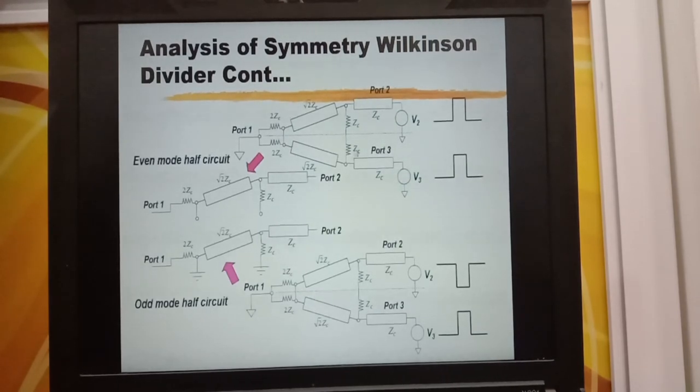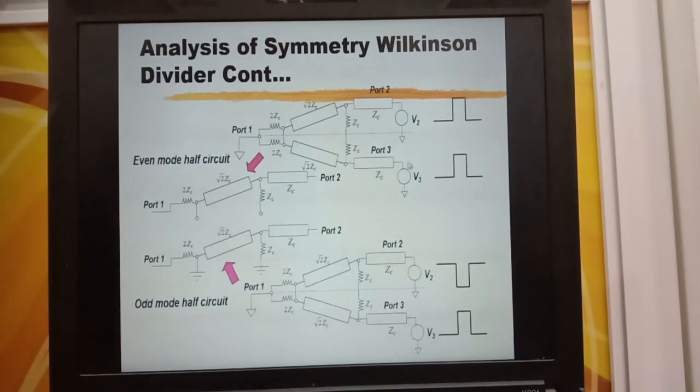So consider the case of the Wilkinson power divider. We can divide the circuit into two halves, because the two circuits at port 2 and port 3 respectively are symmetrical. We have a signal connected to port 2 and another signal connected to port 3.